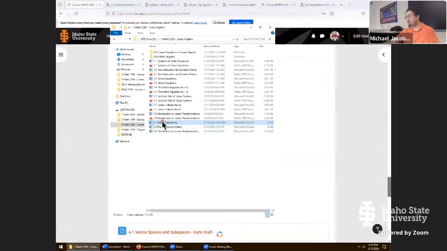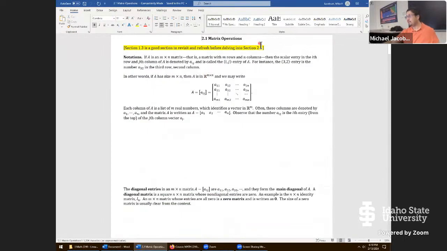So starting off in section 2.1, it has an exciting title. We're dealing with matrix operations. So much like dealing with vectors, we're just seeing what all we can do with a matrix. A couple operations we already know: we know how to take a matrix times a vector. We're going to expand on that. We want to do sums, differences of matrices, rescale them, and matrix multiplication itself.